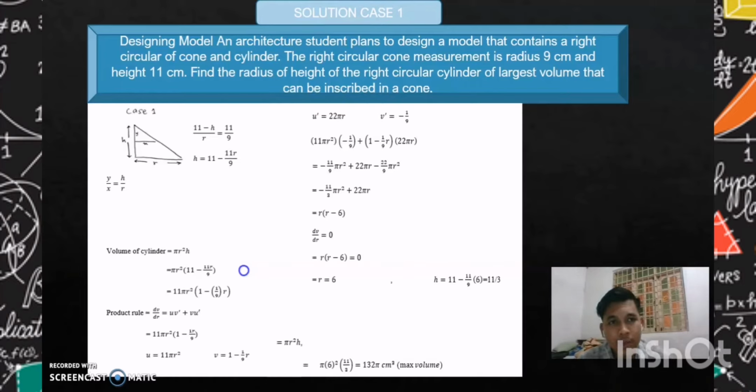The question is, designing model and architecture. Students plan to design a model that contains a right circular cone and cylinder. The right circular cone measurement is radius 9 cm and the height is 11 cm. Find the radius and height of the right circular cylinder of largest volume that can be inscribed in a cone.